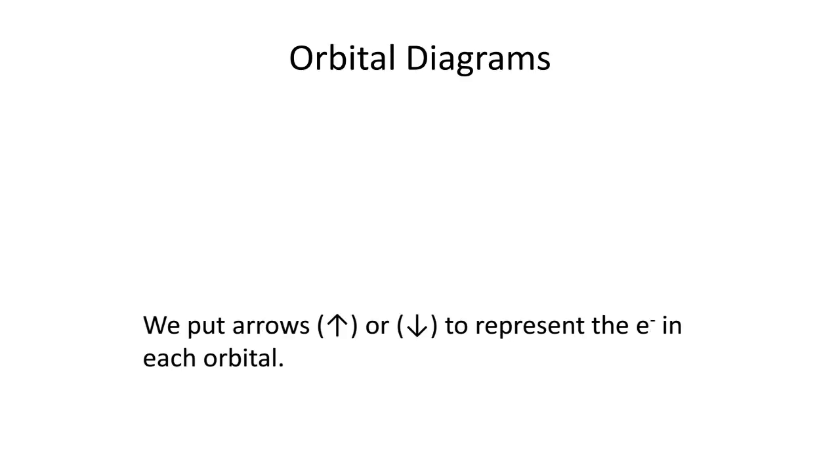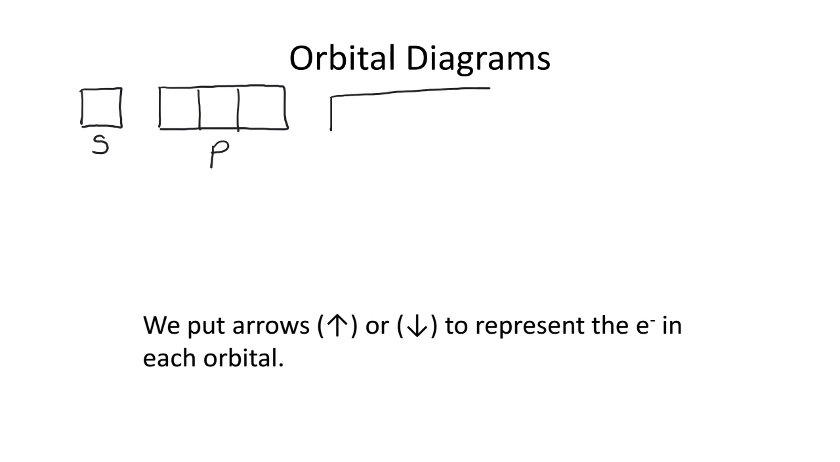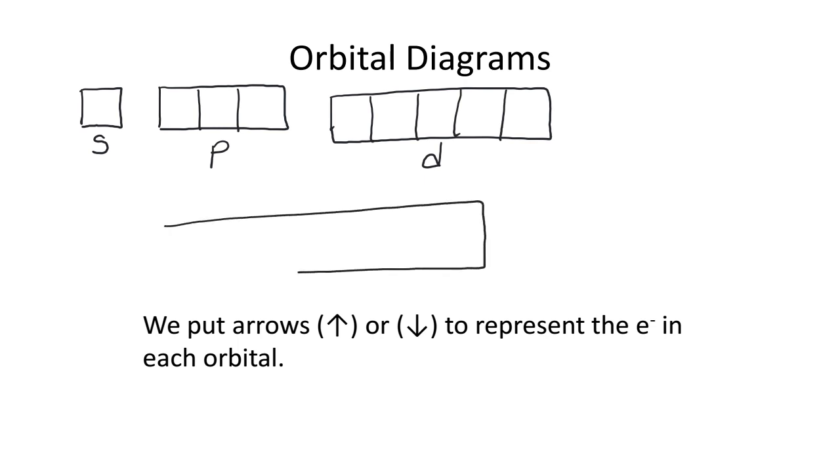Before we start doing a filling order, we need to look at orbital diagrams. It's how we show that the electrons are filling up the orbitals. If you remember, S's have 1 orbital, so we're going to make 1 block. P's have 3 orbitals, so we're going to put a rectangle with 3 blocks in it. And then D's have 5, so 1, 2, 3, 4, 5 blocks. And then the F with 7.